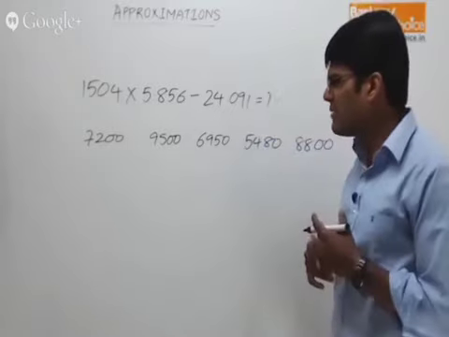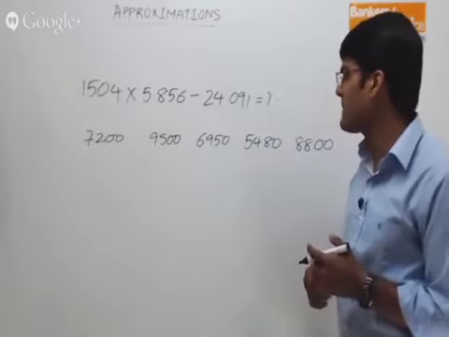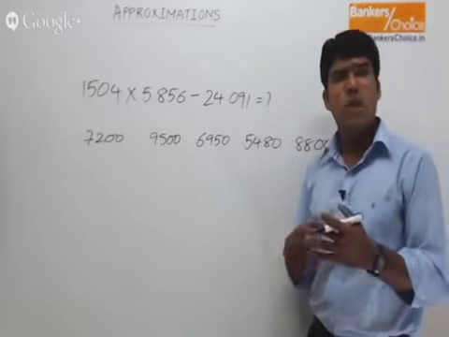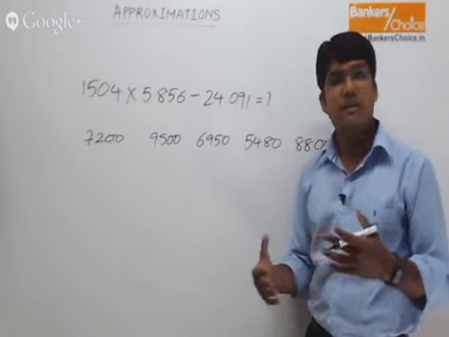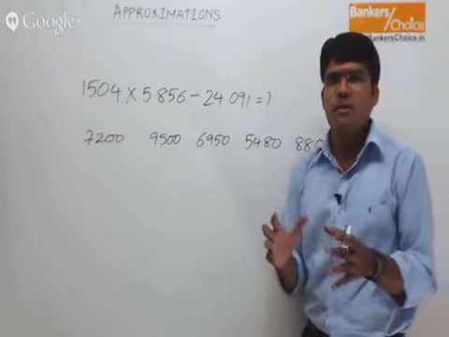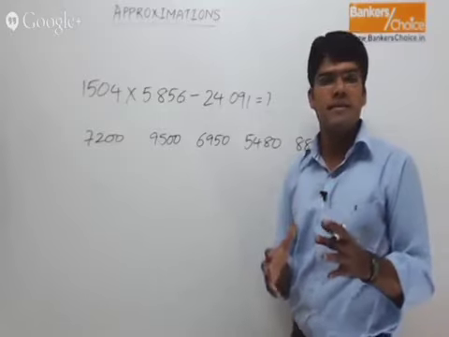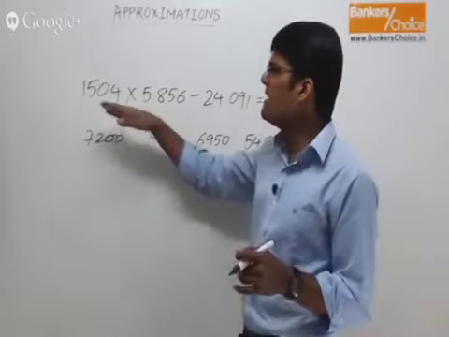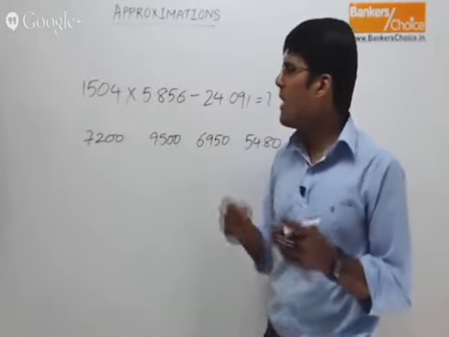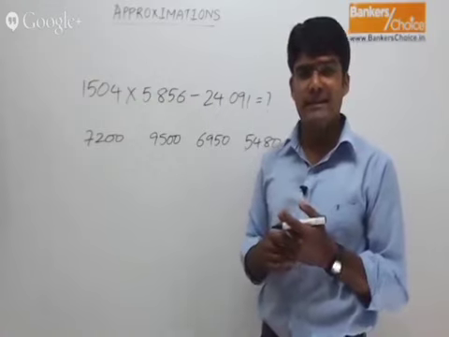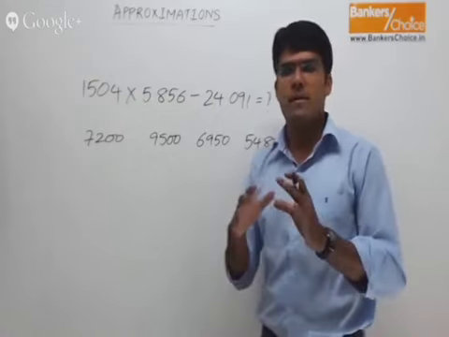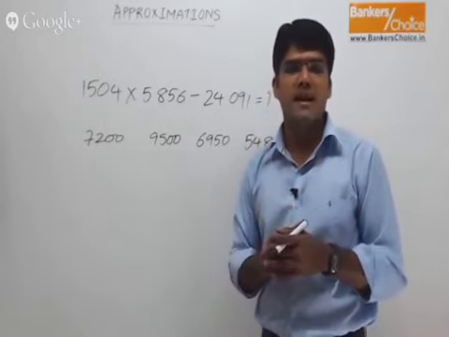Look at the options: 7,200, 9,500, 6,950, 5,400, 8,800. I mean, options are not too close to each other, right? So try to do a very approximate calculation. You need not be sticking to very precise calculations, right? So look at this. 1504 is approximately 1500, and 5.856, can I approximately take it as 6? Yes or no? Again, understand, we are decreasing one value, increasing the other value. I mean, try to maintain this as much as possible.